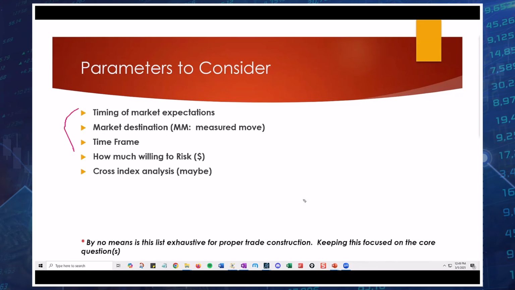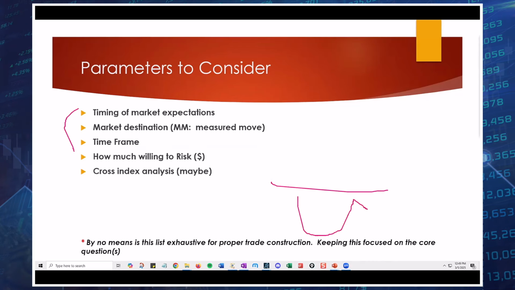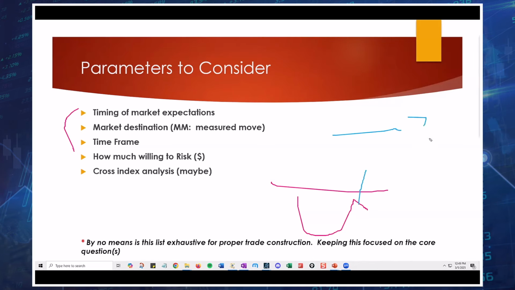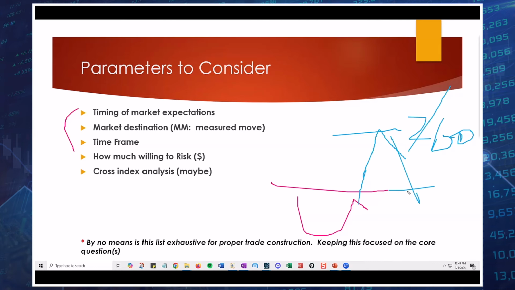I don't know if that made sense or not, but we've got this setup. You've got a cup. You've got the handle. We expect the market to go up to the 2100, but what's it going to do after that? Is it going to come out here and flag out and go higher? Is it going to come back down and test the breakout point?